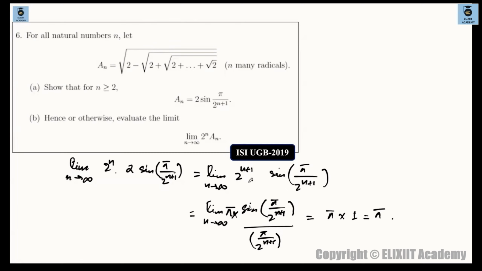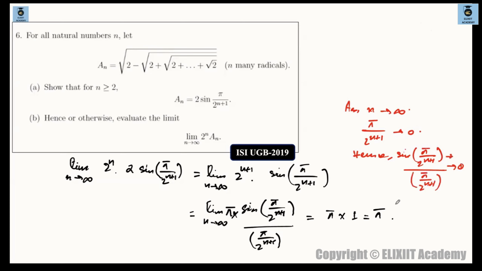And since it is subjective, you should be showing this thing as well. We all know that as n tends to infinity, write it down, it is subjective, as n tends to infinity, pi by 2 raised to the power of n plus 1 tends to 0, hence sin of pi upon 2 raised to the power of n plus 1, this by this, tends to 0 as n tends to infinity. Write this because it is subjective.